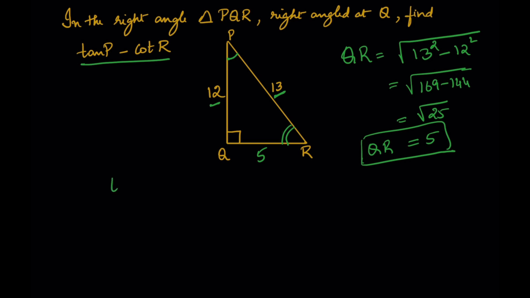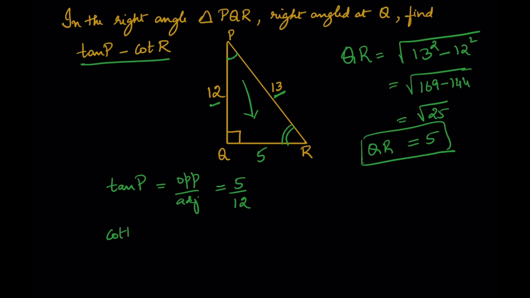So let's try the first one, tan P. So tan P is nothing but opposite by adjacent. So in this case, if we are at point P, opposite would be QR, which is 5, by adjacent, which would be 12.